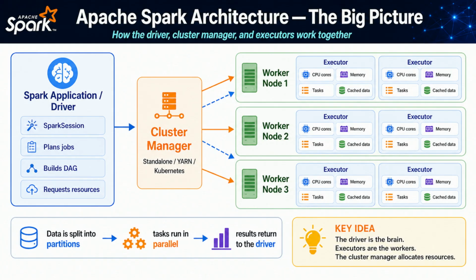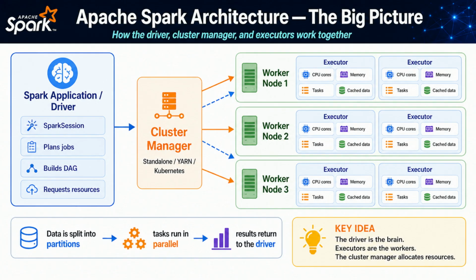The first part is the driver, which acts as the central control unit of the application. It is responsible for creating the execution plan and managing the overall workflow. The driver is like the brain of the application, making decisions on how tasks should be executed and coordinating with other components. The second part is the cluster manager, which plays a crucial role in allocating resources across the cluster. It manages the availability of computing resources and ensures that each task gets the necessary power to run smoothly. This component helps optimize resource usage and prevent overloading any single node.